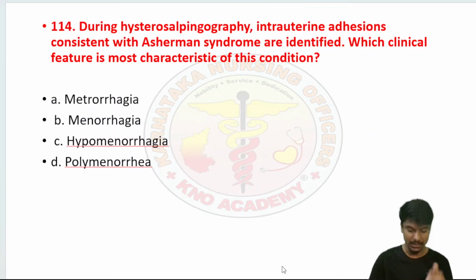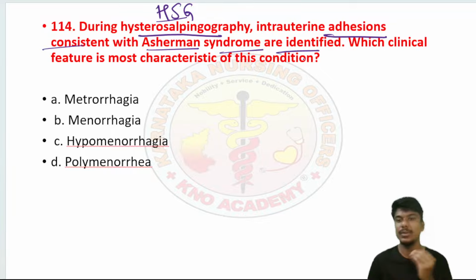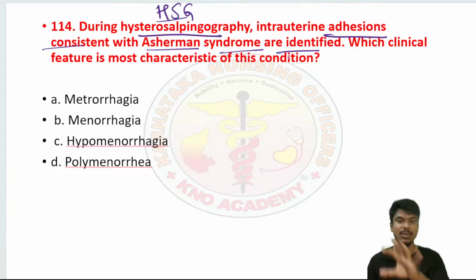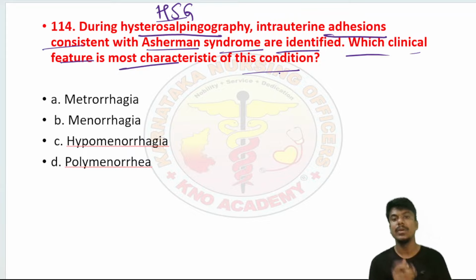So moving to the next question. During HSG, the physician has done an HSG, meaning hysterosalpingography. After doing HSG, he confirmed that intrauterine adhesions consistent with Asherman syndrome are identified. It means that after doing HSG, he found adhesions present in the uterine cavity, so he confirms that there is Asherman syndrome. Which clinical finding is most characteristic of this condition? Here, the exam will ask you the clinical features of Asherman syndrome.